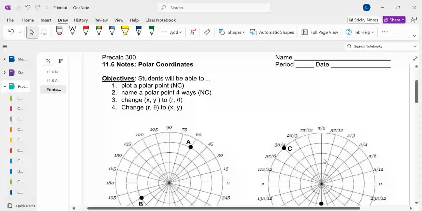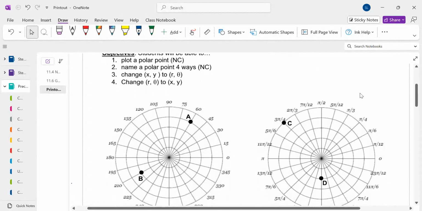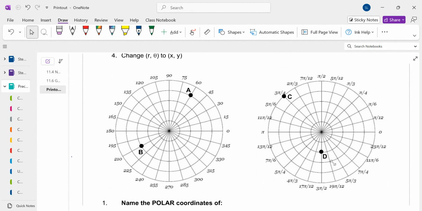Hey guys, we're going to cover 11.6 polar coordinates. Polar coordinates are new. It's different than what we've talked about with rectangular, which is traditional X and Y, where you move left, right, up, and down. With polar coordinates, you move along a hypotenuse rather than a horizontal side and a vertical side.